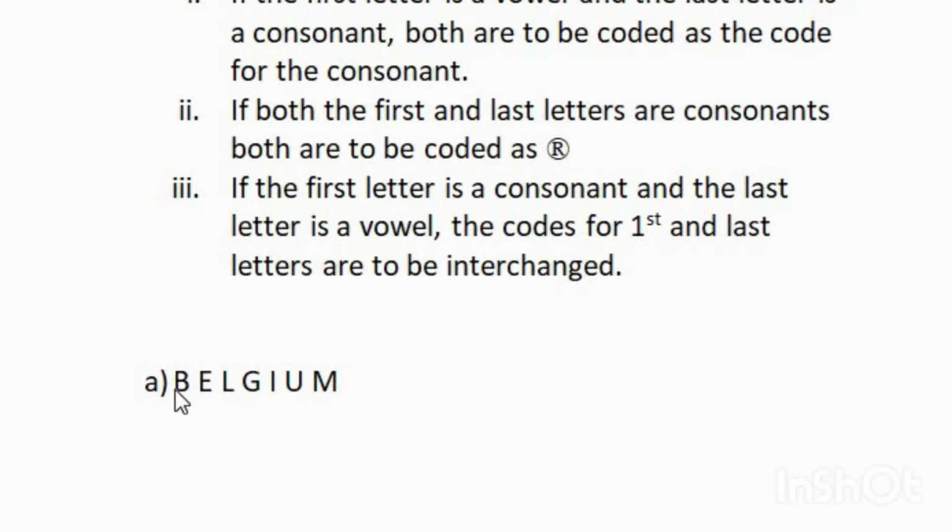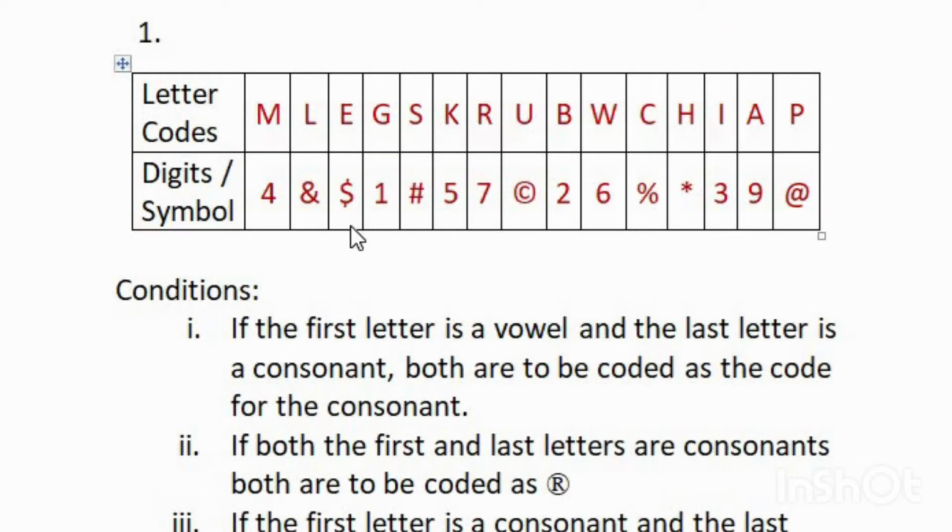For the first part, the first question is Belgium, and in this case both the first and the last letters are consonants. So which is the condition? The second condition. Both are to be coded as this symbol, like so.